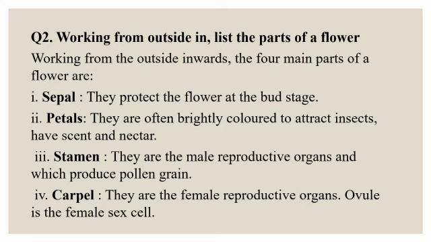Working from outside in, list the parts of the flower. The diagram for this question is mentioned on page number 41. So you need to draw it along with this question when you are writing it down on your copies. So the answer is, working from the outside inward, the four main parts of the flower are: number 1, sepal. They protect the flower at the bud stage. Petals. They are often brightly colored to attract insects. They have scent and nectar. Stamen. They are the male reproductive organs and produce pollen grains. Carpel. They are the female reproductive organs. Ovule is the female sex cell.